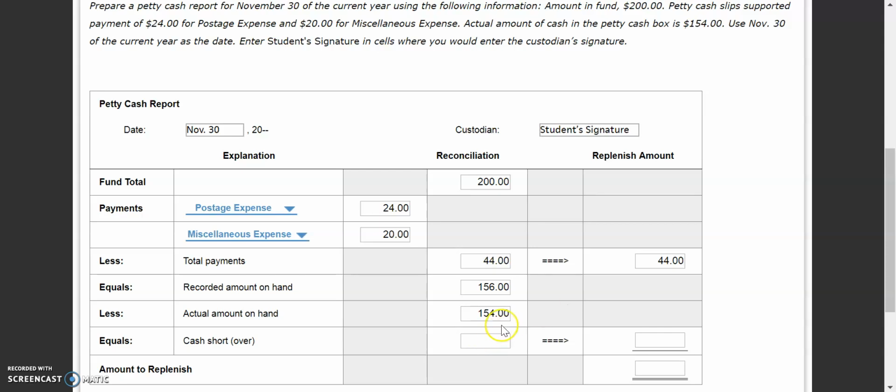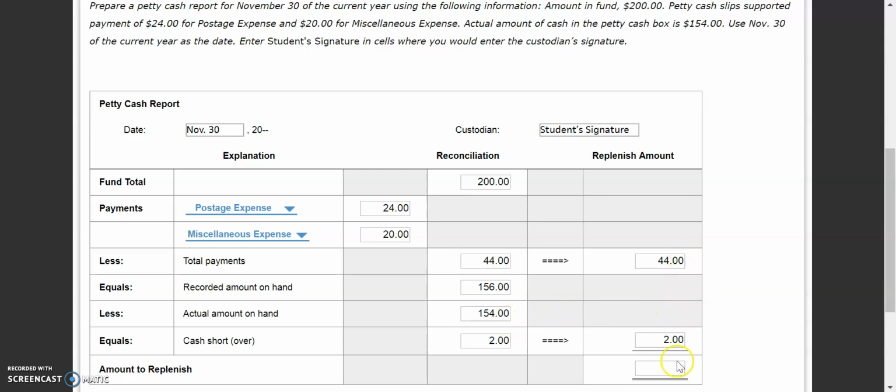Okay? And all that is subtracting the recorded amount on hand minus how much we actually have. So we're cash short by $2, which means that we need to replace that $2 into our account. Okay? Hopefully that makes sense. If it were over, that would mean that we would have maybe $158, so we're actually over, and we would need to take that out, but that's not the case here. We need to replenish it.